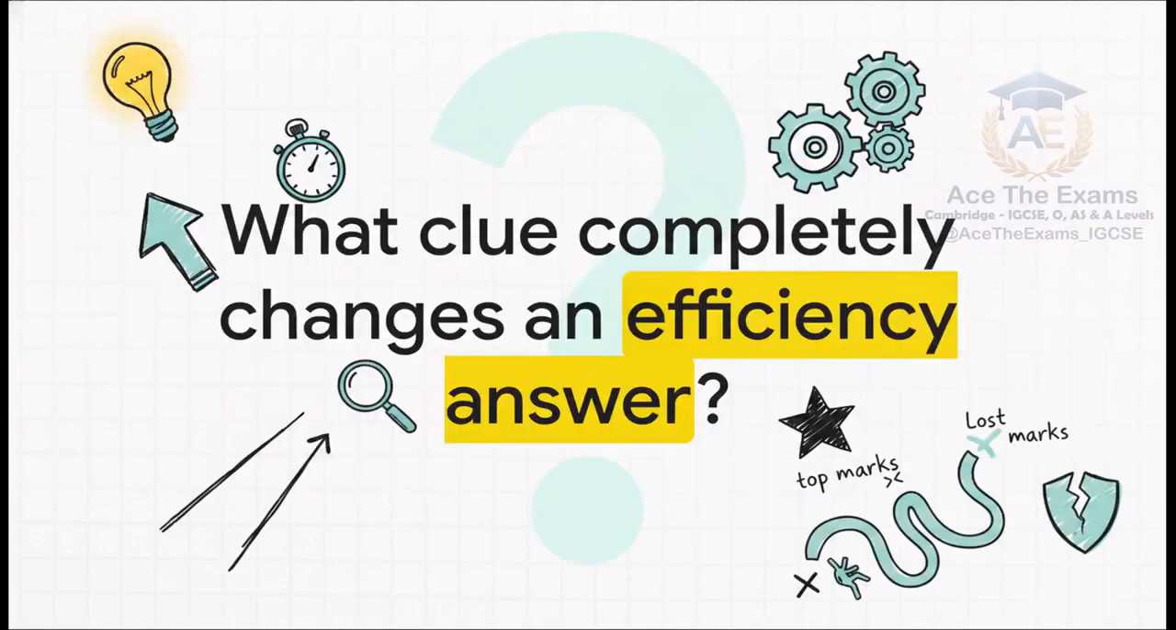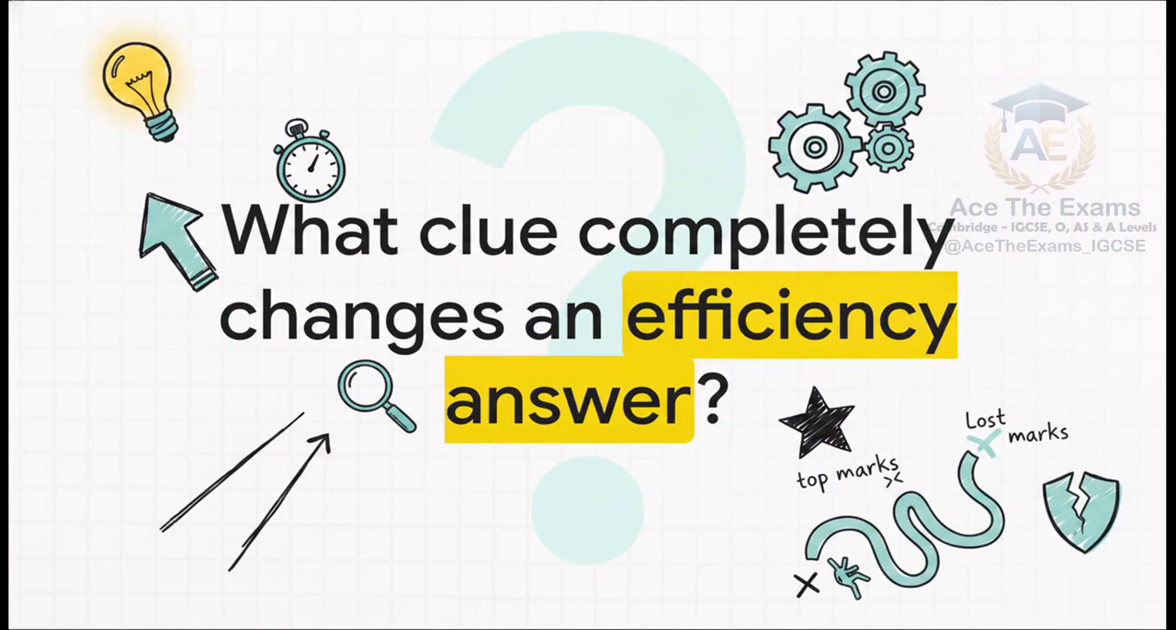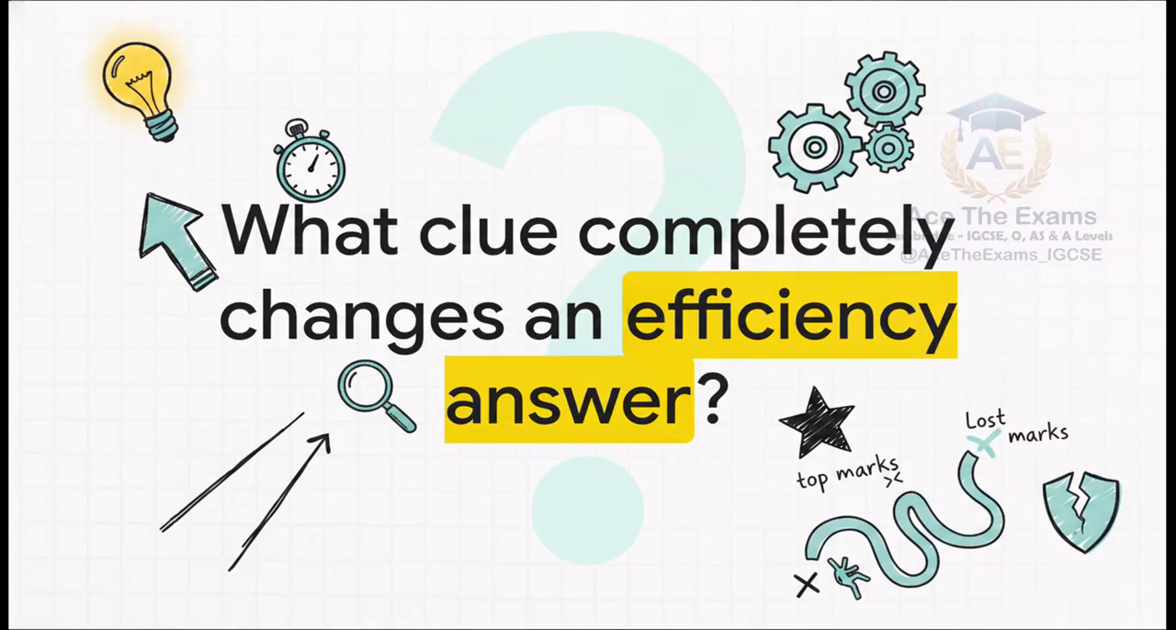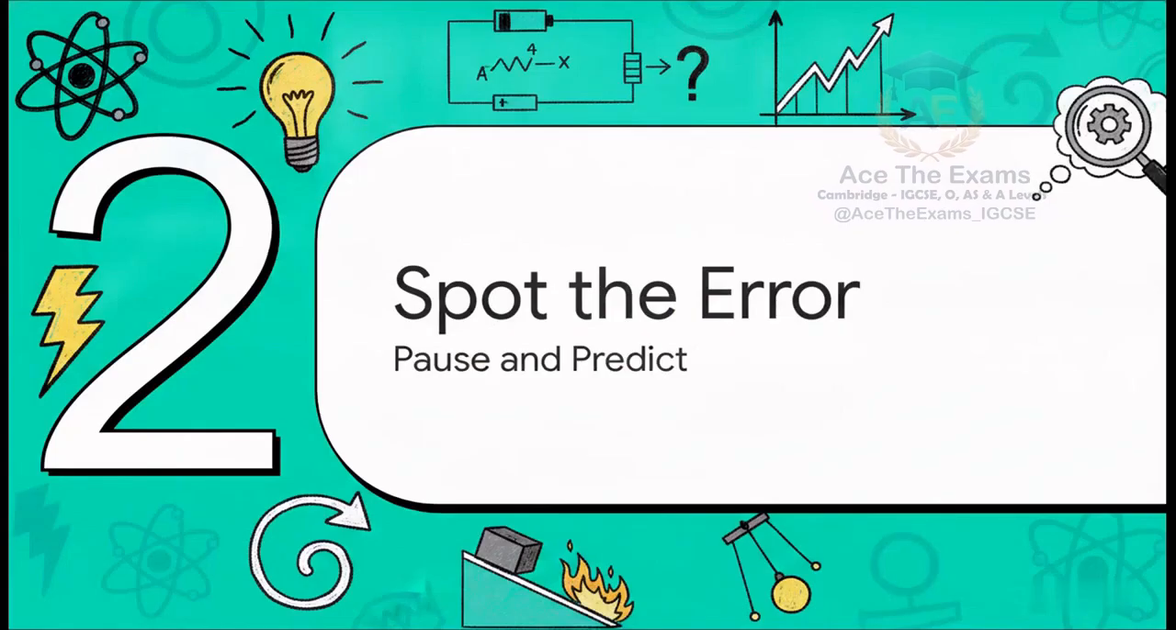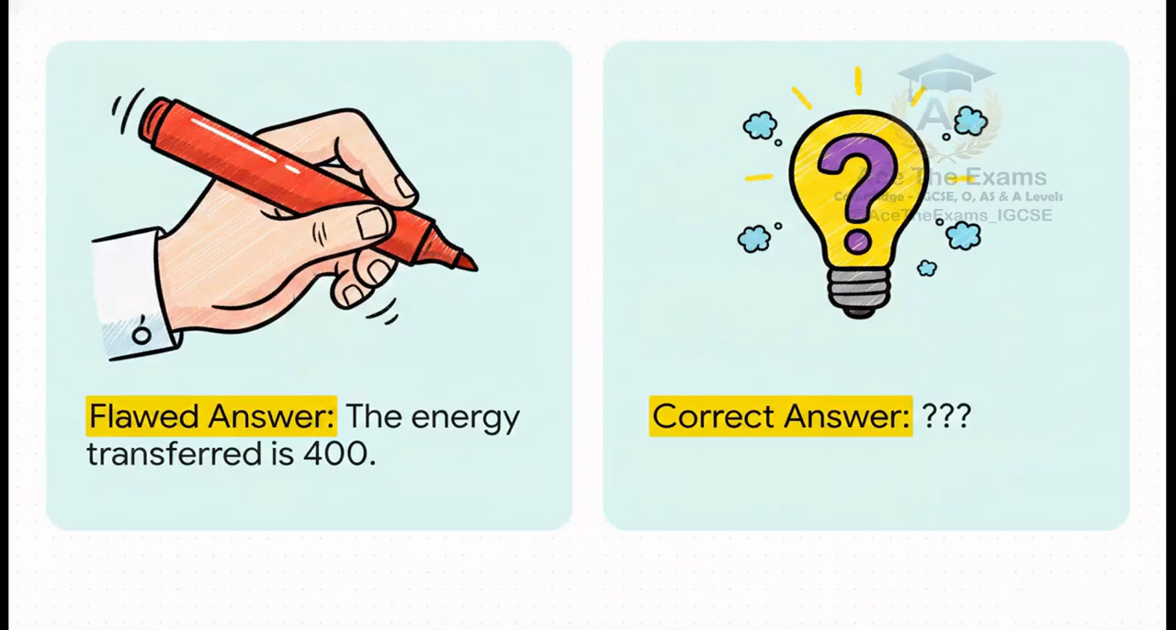Now, in a moment, I'm going to show you the one examiner clue that completely changes an efficiency answer. It's literally the exact step where top students accidentally throw away their final marks. But first, you need to see this framework in action so that clue becomes incredibly obvious when we finally get to it. Section 2, spot the physics error. Pause and predict. Let's test your mark scheme thinking right now with a quick pause and predict moment.